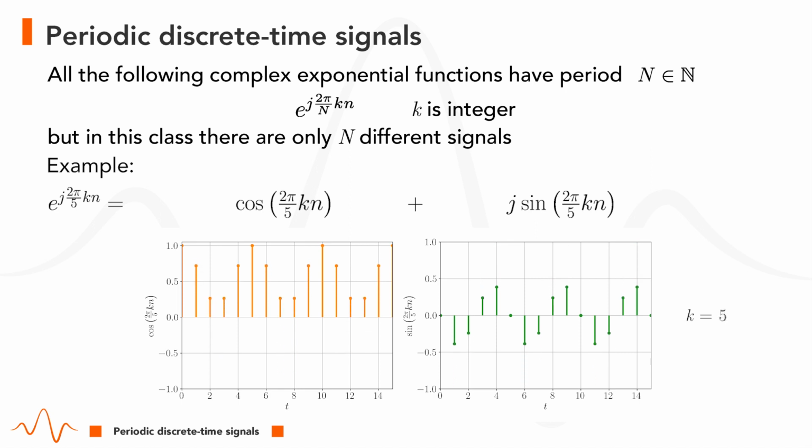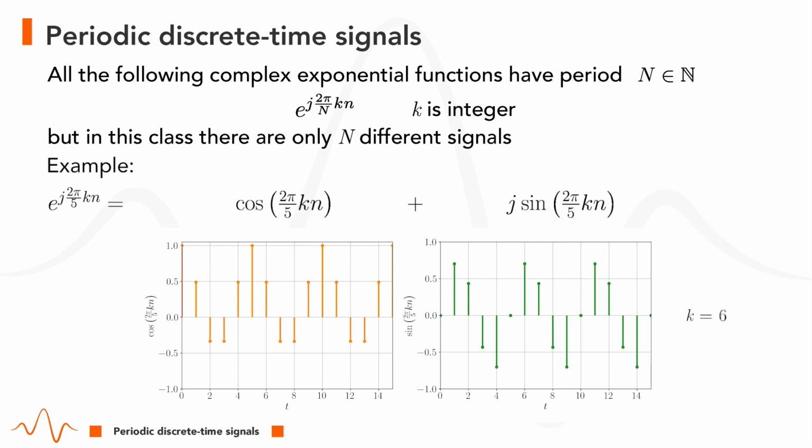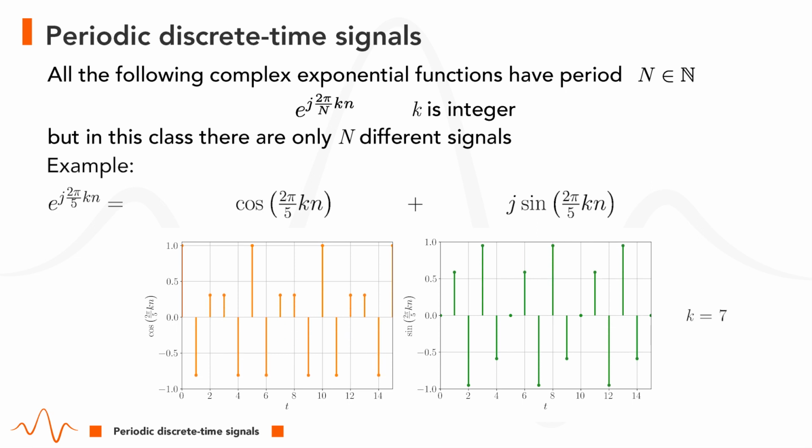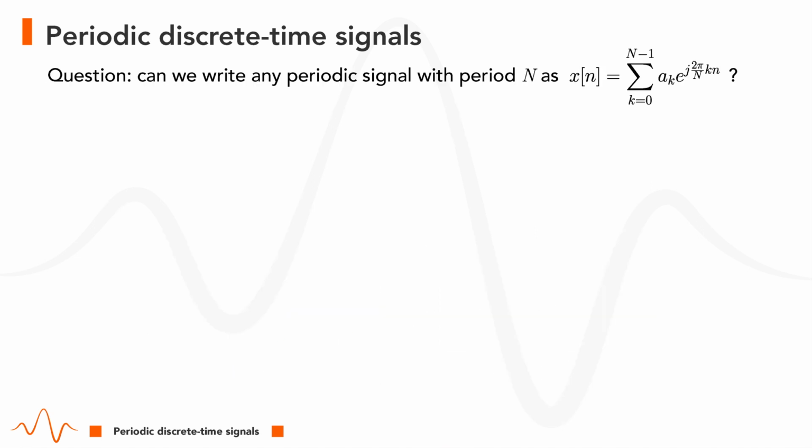This follows from the fact that a complex exponential is nothing more than a weighted sum of a cosine and a sine, and we know already that these repeat themselves as k increases. Since there are only capital N different signals in this class, it would be redundant to consider a sum of more than capital N signals. By convention, we consider the signals corresponding to k equals 0 until capital N minus 1, these capital N signals.